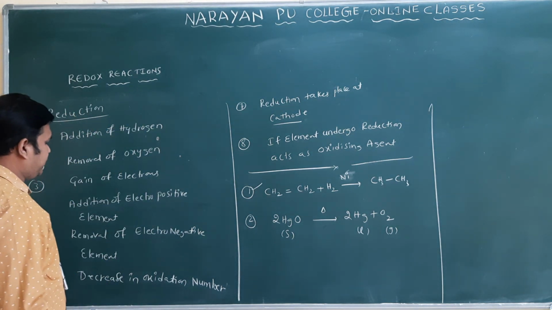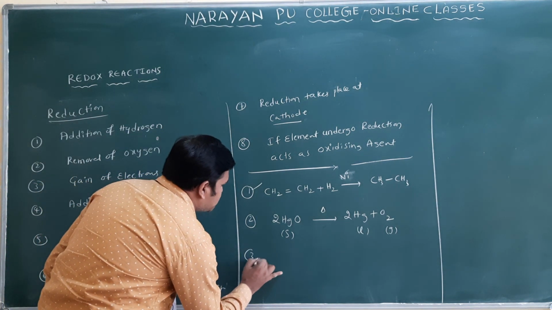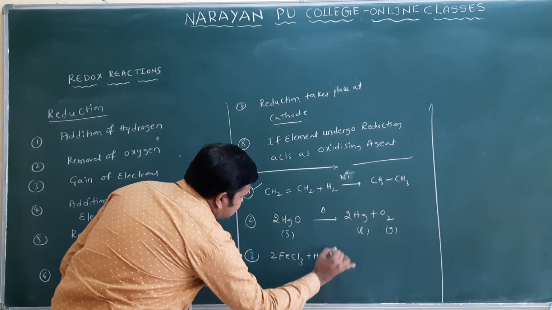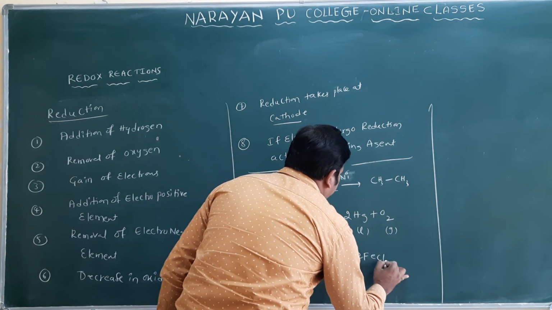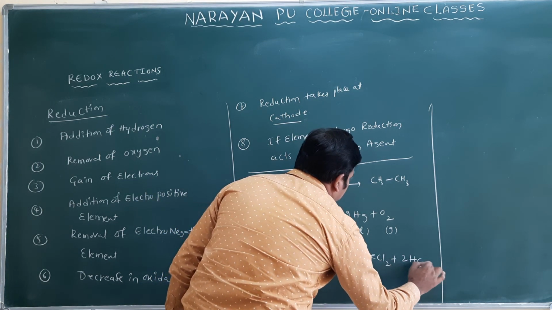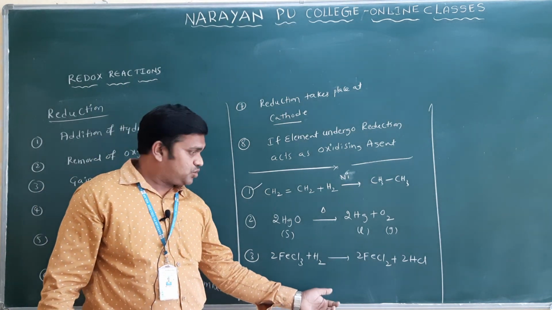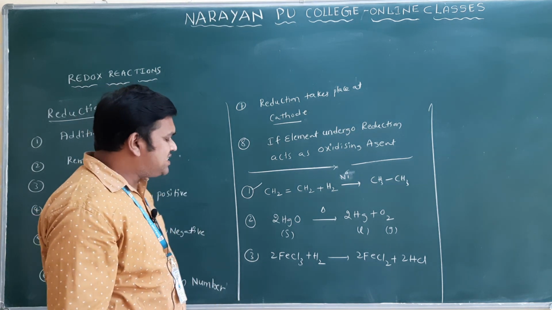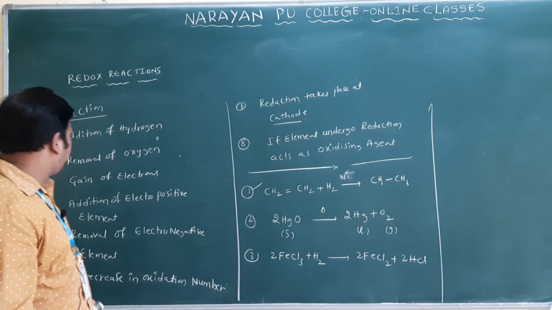Clear? And we can see the next one, removal of electronegative element. I will take this one, 2FeCl3 plus H2, which gives rise to 2FeCl2 plus 2HCl. So ferric chloride reacts with H2, it will give FeCl2 and HCl only. So in this reaction, what is happening here? Chlorine is an electronegative element only. So what am I writing here?